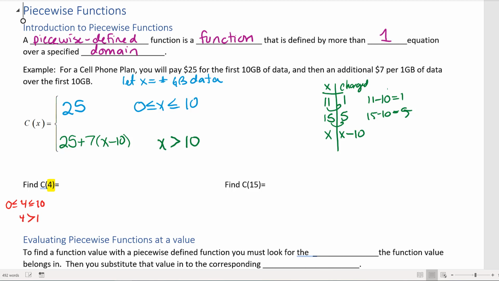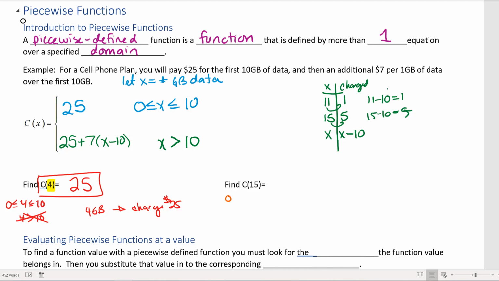Or is 4 greater than 10? Well, 4 is not greater than 10. So because 4 is in between 0 and 10, I use the blue equation and I just get C of 4 is equal to 25. This means if you have 4 gigabytes of data, you're going to be charged $25.